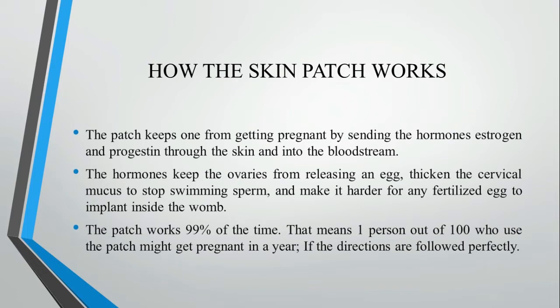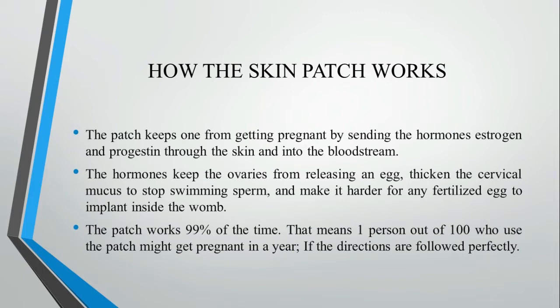The patch keeps one from getting pregnant by sending the hormones estrogen and progestin through the skin and into the bloodstream. The hormone keeps the ovaries from releasing an egg, thickens the cervical mucus to stop swimming sperm, and makes it hard for any fertilized egg to implant inside the uterus. The patch works 99% of the time.